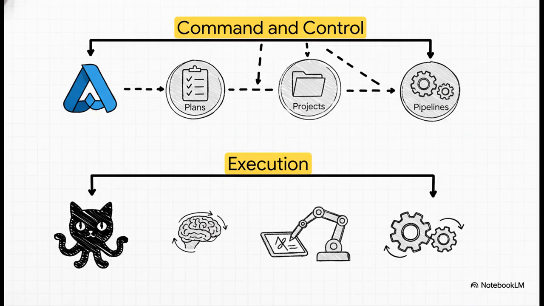And in this hybrid model, the roles become perfectly clear. Azure DevOps is your command and control layer. It's where you do all your high-level project management, planning, and pipelines. And then GitHub becomes the intelligent execution layer, where the AI agents actually live, think, and write the code. It's the best of both worlds.